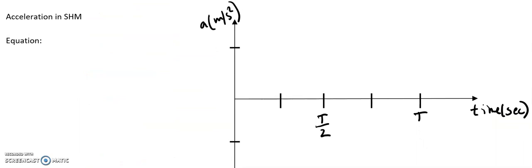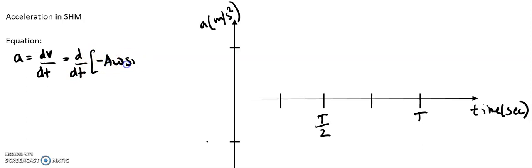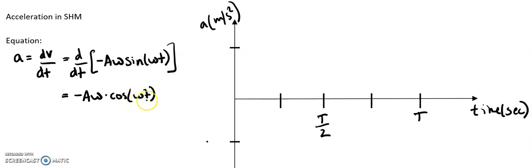Great. For velocity, we took the derivative of position with respect to time. Now for acceleration, we will take the derivative of velocity with respect to time. So dv/dt. Again, our velocity function is negative A omega sine of omega t. Let's take the derivative. Negative A omega will just stay, nothing changes about those. The derivative of sine of omega t is going to be cosine of omega t. Now we need to do the chain rule, so the derivative of omega t is just omega. If I simplify, it is going to be negative A omega squared cosine of omega t.